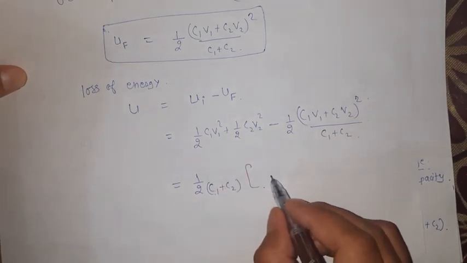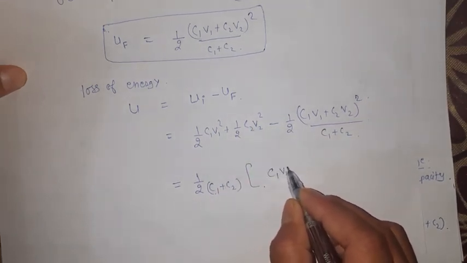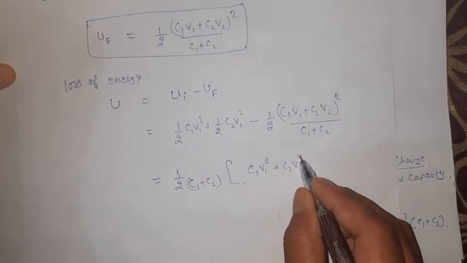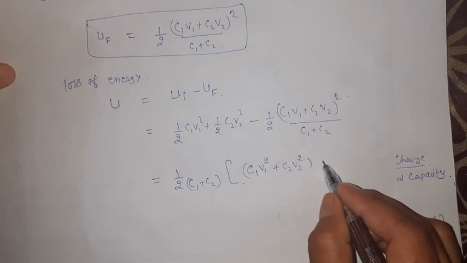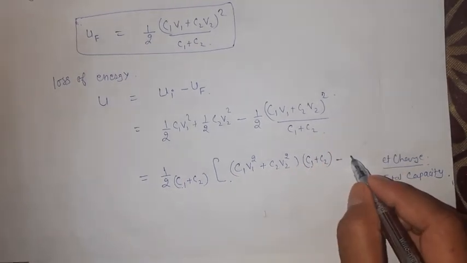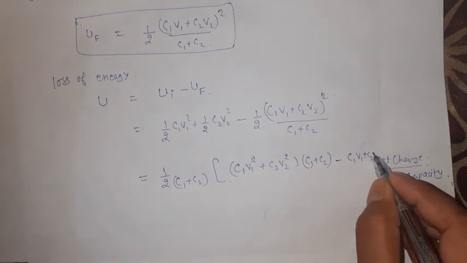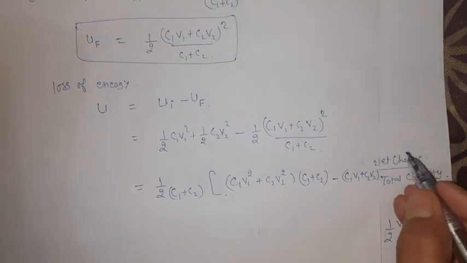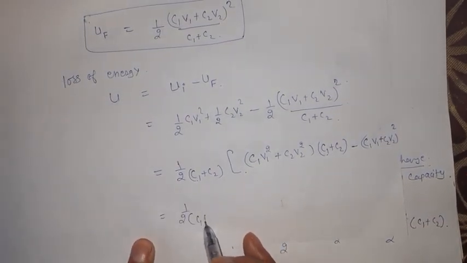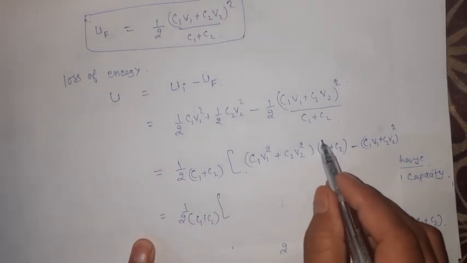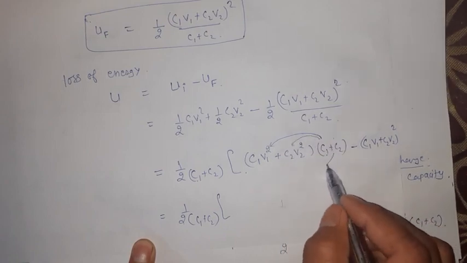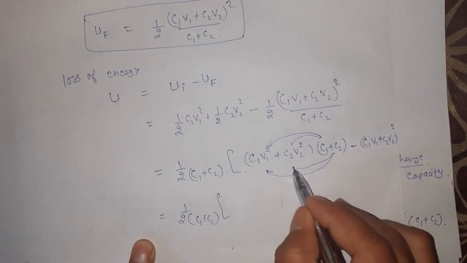Thus I can have c1 v1 squared plus c2 v2 squared, and with these two terms, c1 plus c2 will multiply, minus, thereafter, c1 v1 plus c2 v2 whole squared. Okay, this is over here. Now we can expand the bracket, so it will be 1 by 2 (c1 plus c2), and inside there will be the multiplication of this one. First it will do the multiplication with both, and thereafter the second will do the multiplication with this bracket.